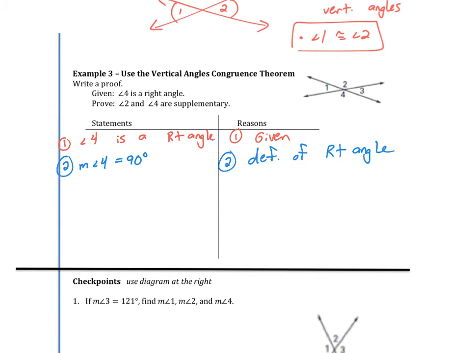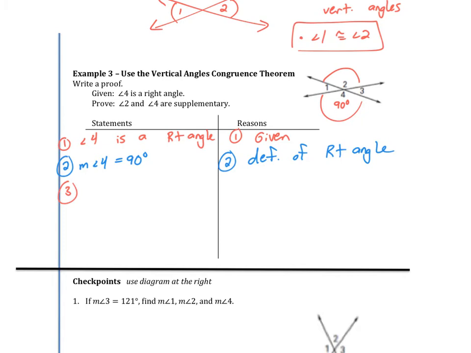So if angle 4 is 90 degrees, if you look at this picture, how big would angle 2 be? Look at angle 4, look at angle 2. What kind of angles are those?